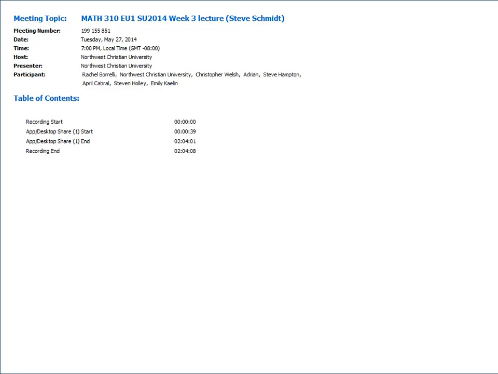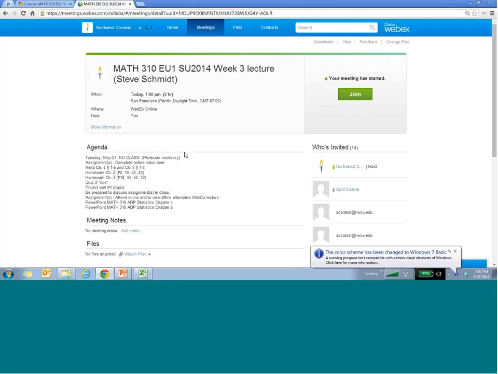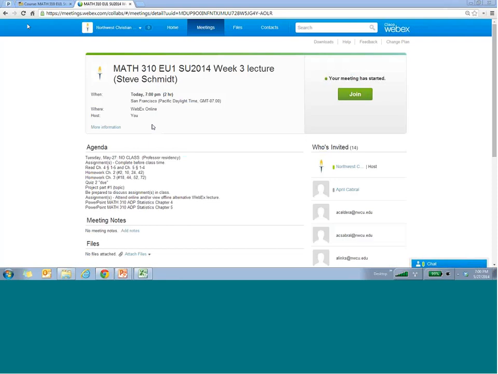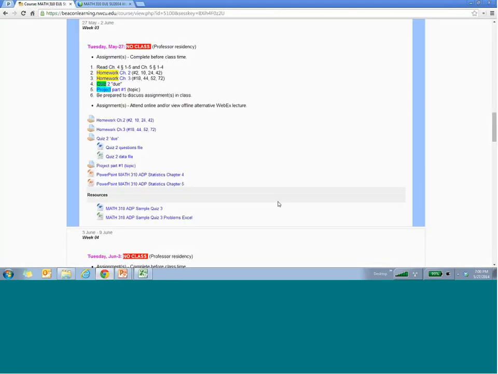Now, if I can figure out how to share my desktop, let's try that. Oh, that's fancy. So everybody can see it? Yep. So who do I have here? You guys see my desktop, right? So if I switch back to Beacon Learning, you can see that as I move my mouse around, is it tracking for you? Yes.